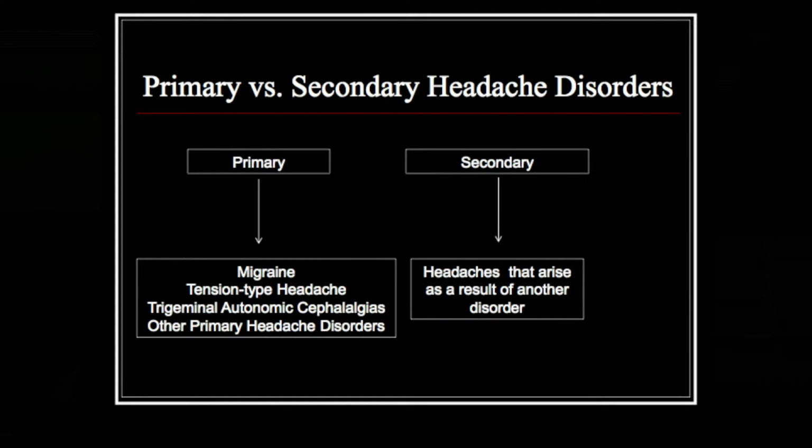Now, the headache disorders are both primary and secondary. The primary headache disorders include migraine, tension-type headache, and the trigeminal autonomic cephalalgias, one of which is called cluster headache, and there are a variety of others as well. There are also other primary headache disorders like cough headache and exertional headache, which we'll go over as well. The secondary headache disorders are those that result from another cause, such as brain tumors, subarachnoid hemorrhage, dural venous thrombosis, etc.